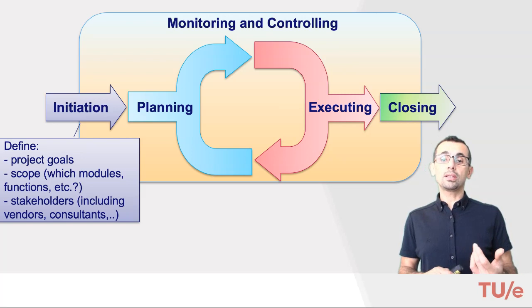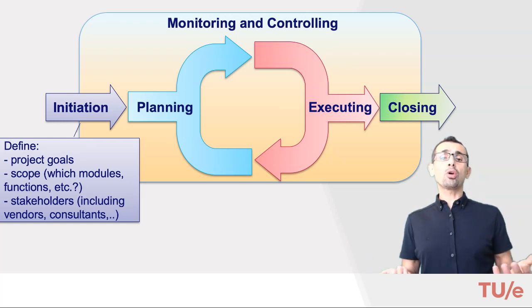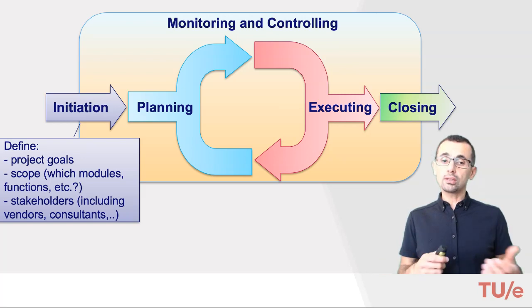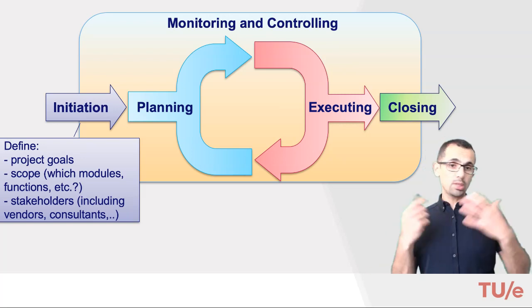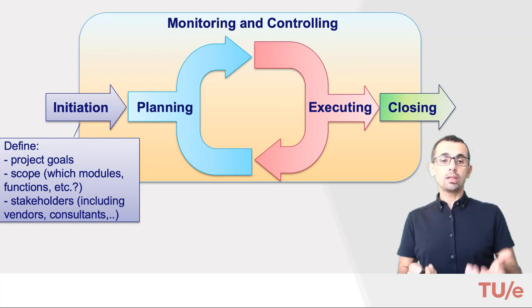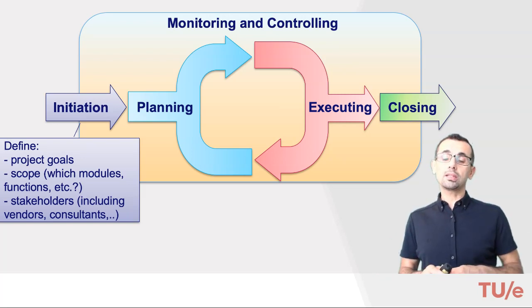What is the budget that we have in mind? What is the time frame? What is the duration that we have in mind? And what is the scope with respect to the budget and duration that we consider? What modules are we thinking about? Which business processes will be involved in this implementation? Which business processes will be supported by this enterprise system?